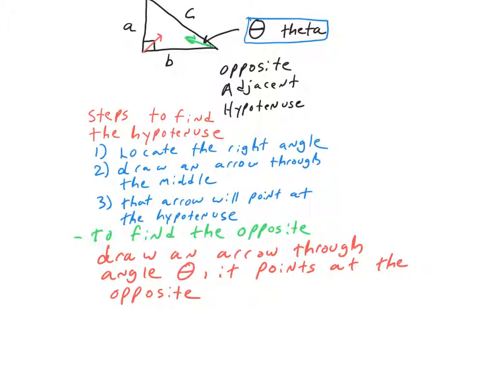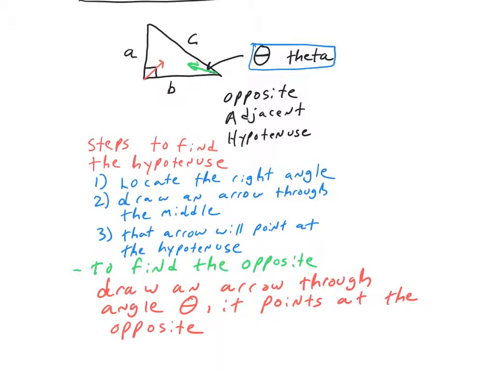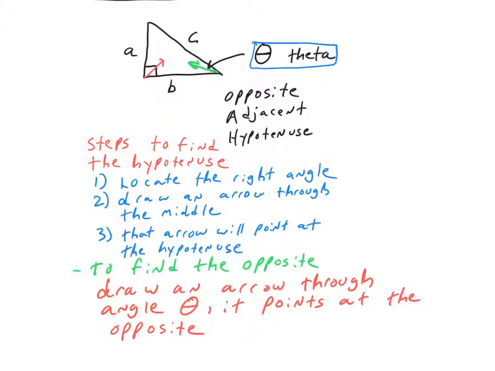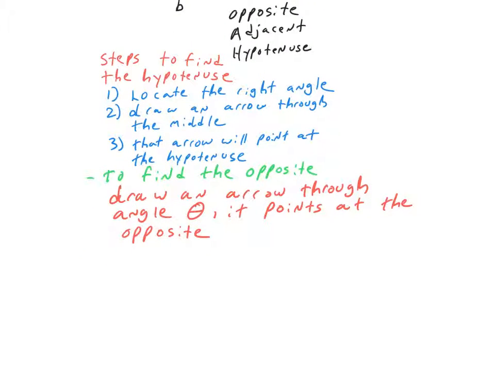Another way to think of it is the opposite is the only side that doesn't make the angle we're talking about. So if we look at our angle here, sides B and C make that angle. Side A is not part of that angle, so it's the opposite. And then the adjacent is the only side that's left. So for this, it's side B.